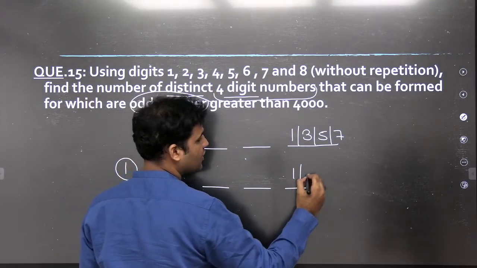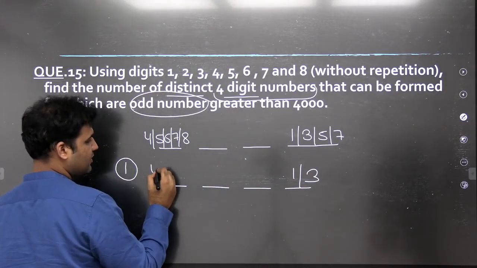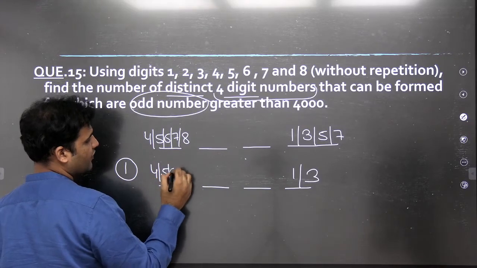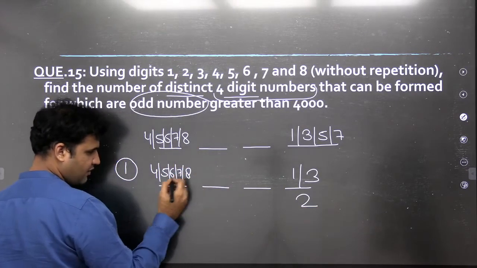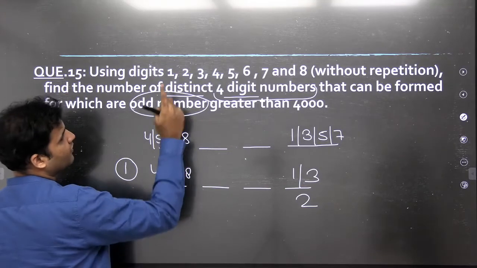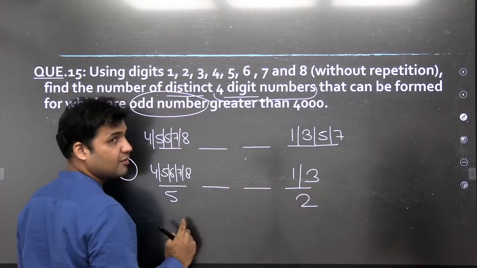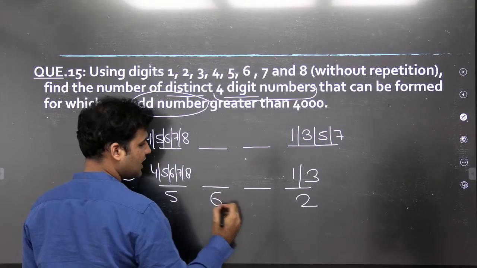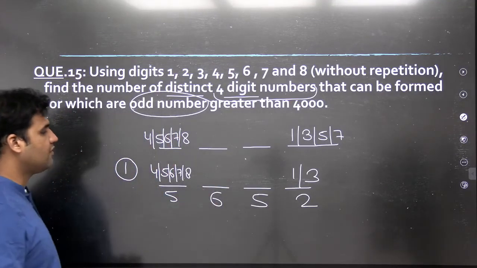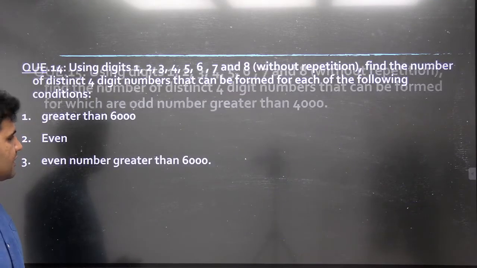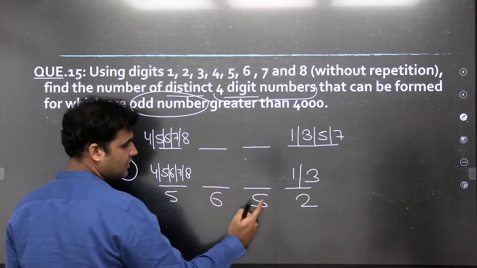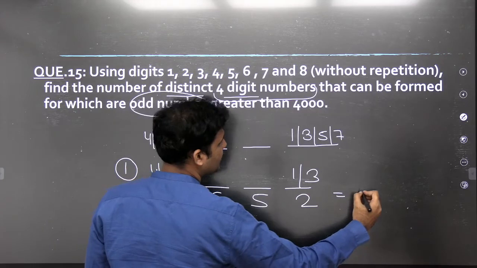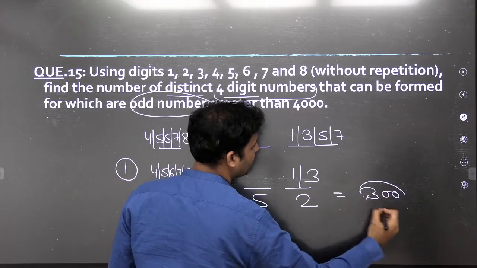That means if I place 1 or 3 over here, then this place can be filled with any of these digits, 4, 5, 6, 7, 8. That means this place can be filled in 2 ways, this place can be filled in 5 ways. Out of 8 digits, 2 digits are placed, so I will be left with 6 more digits. This place can be filled in 6 ways and this will be filled in 5 ways. So how many numbers do I have? 5 into 6, 30. 30 into 10. Total 300 numbers will be there.